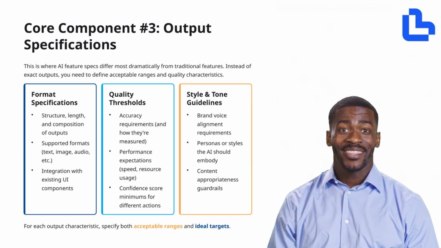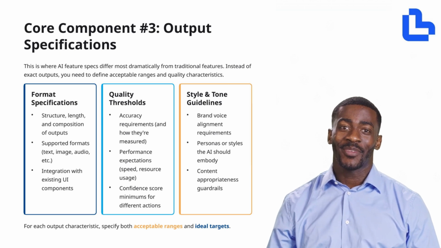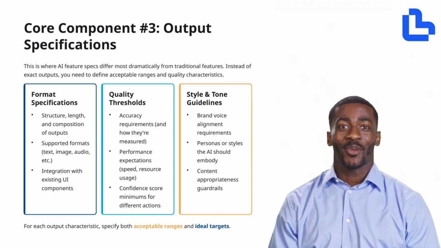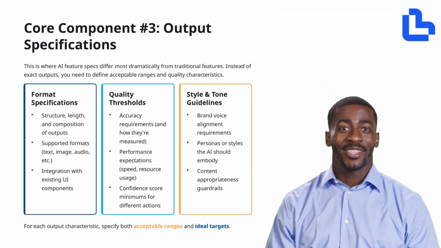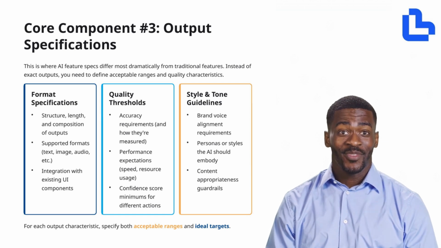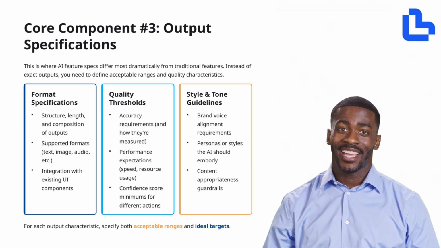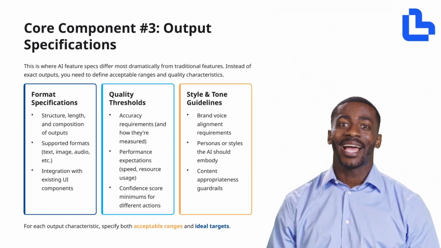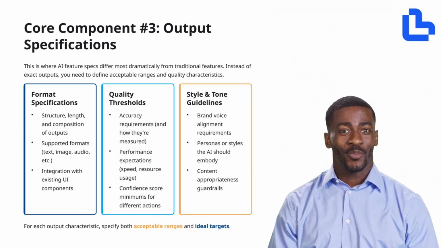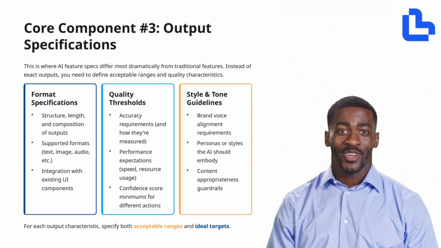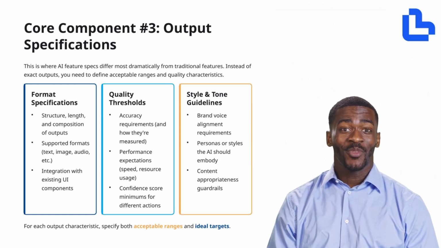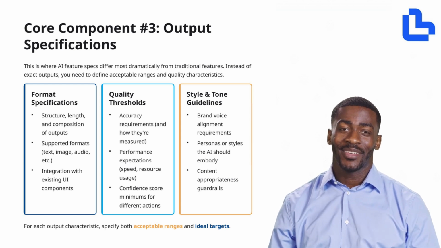Then, layer in style and tone guidelines. AI outputs should reflect your brand's voice and values. Should the tone be formal, friendly, technical, or empathetic? Are there personas the AI should emulate? What guardrails are in place to ensure content appropriateness and avoid offensive or misleading outputs?